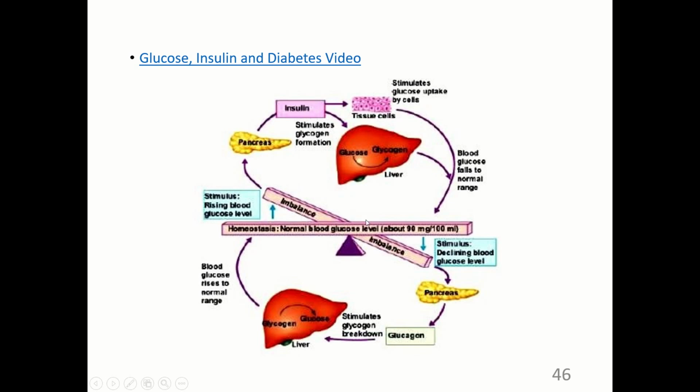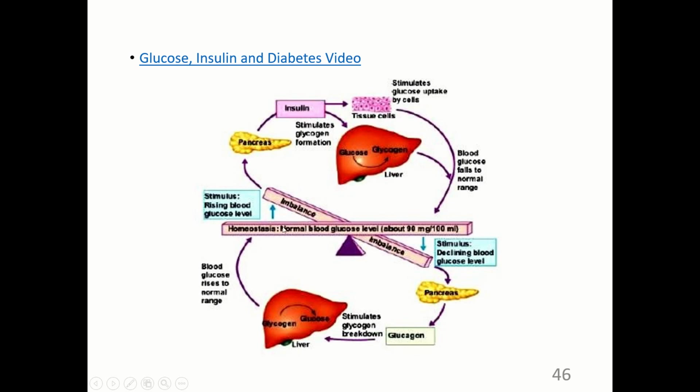If you haven't eaten in several hours, then your blood glucose level will start to lower below 90 milligrams per 100 mils of blood. The stimulus will be the declining blood glucose levels. Receptors in the pancreas will receive that stimulus and send information towards the brain. The pancreas will then release glucagon, which acts as the effector. This is a hormone that will stimulate glycogen breakdown in the liver. The liver will then release glucose from the glycogen it had stored back into the blood. Blood glucose will then rise to normal range.